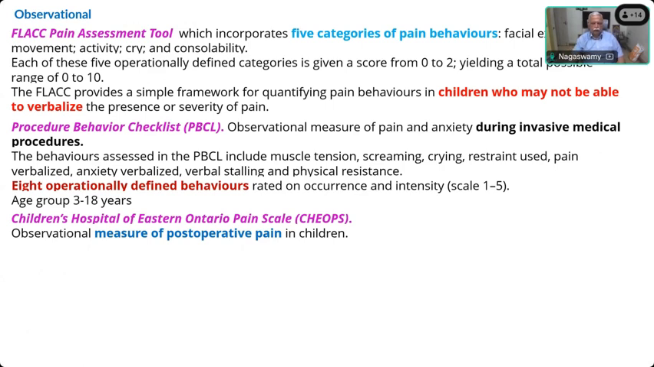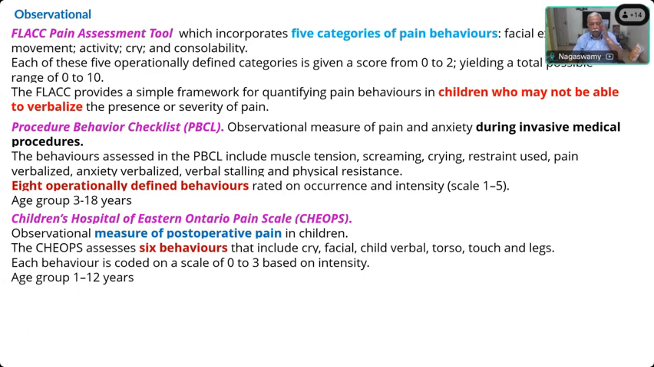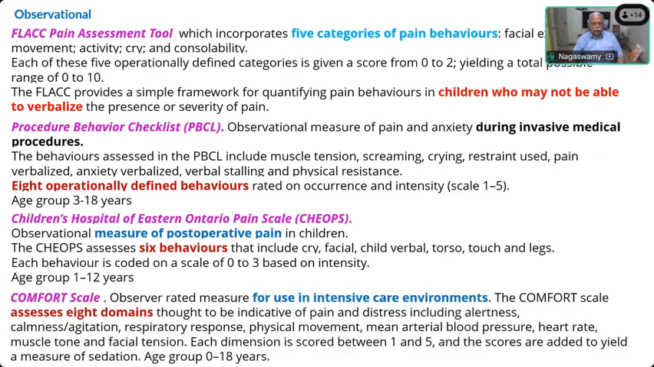This CHEOPS is for post-op pain, and it has got 6 behaviors like cry, facial, child verbal, torso, touch, and legs, all these things. And they are given a mark of 0 to 3 based on the intensity. And this is ideal for the age group of 1 to 12. Then there is the COMFORT scale, which is used mostly in intensive care environments. The COMFORT scale assesses 8 domains which are indicative of pain and distress, including alertness, calmness, agitation, respiratory response, physical movement, etc. And it is suitable for the age group 0 to 18.